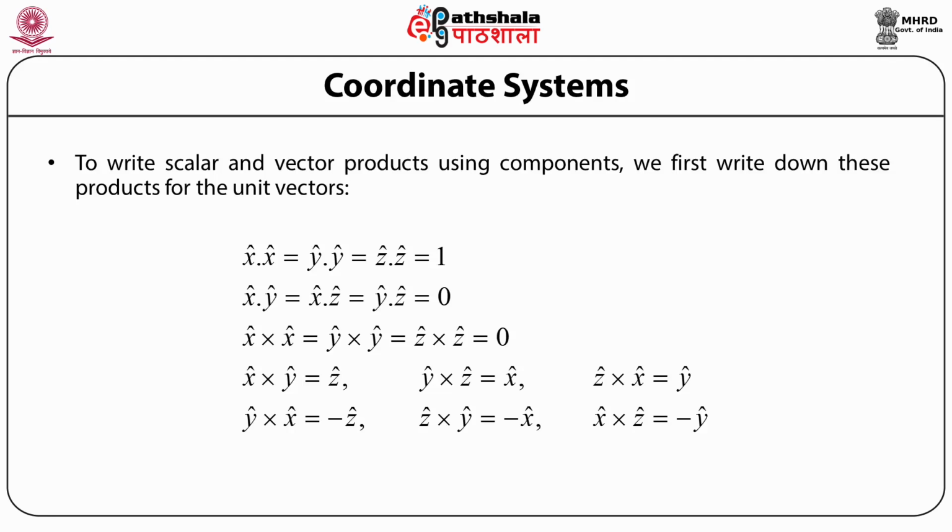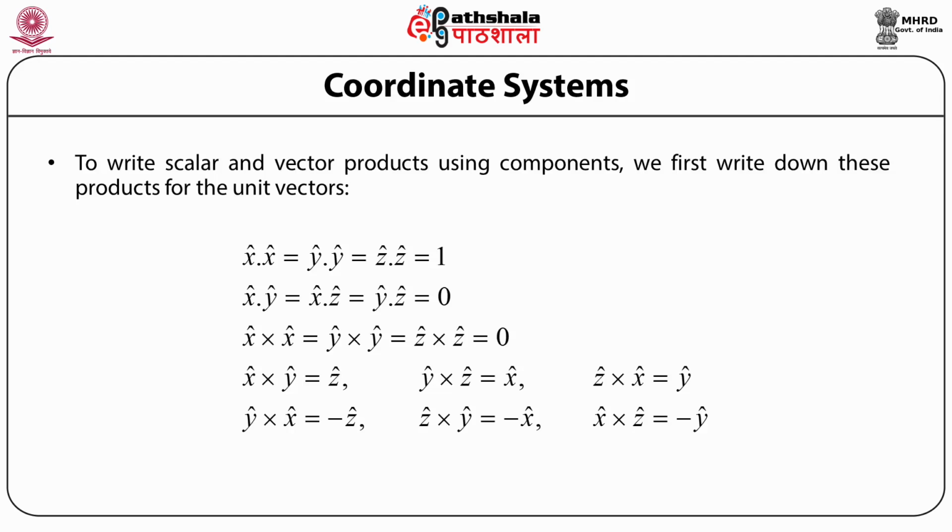And similarly for the scalar product of the unit vector y with itself and the unit vector z with itself. Now, if we look at the dot product of unit vector x with unit vector y, then this turns out to be equal to the dot product of unit vector x with unit vector z, and this turns out to be equal to the dot product of unit vector y with unit vector z, and this is equal to 0.